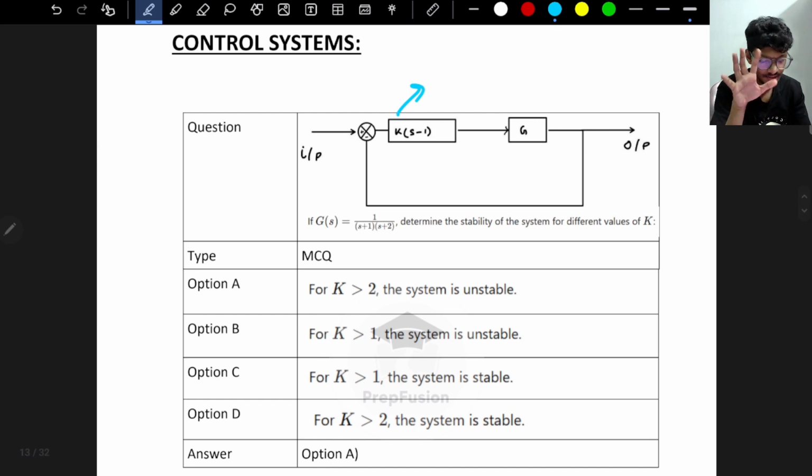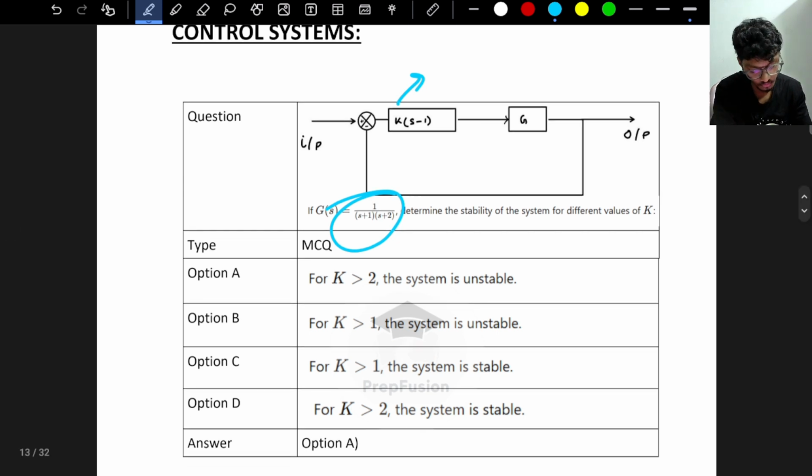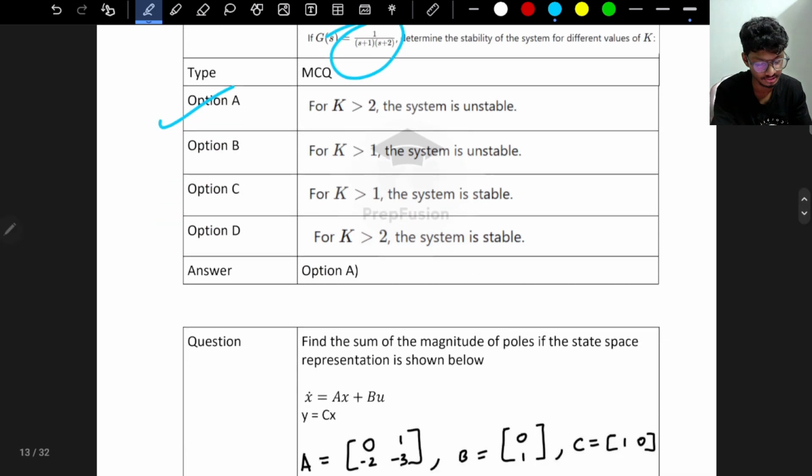You have to find out the range of k for which the system will be stable or unstable. You can use the Routh criterion, simple Routh, nothing else. It's a second order system, not even a third order system. So this will be option A. For k greater than 2, the system will be unstable.